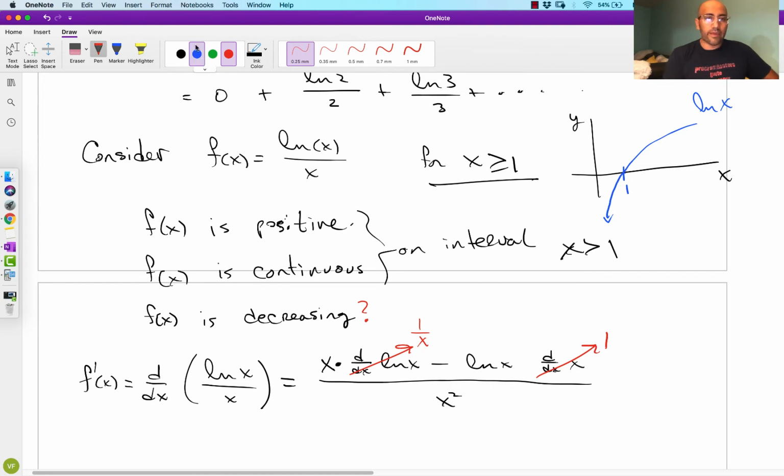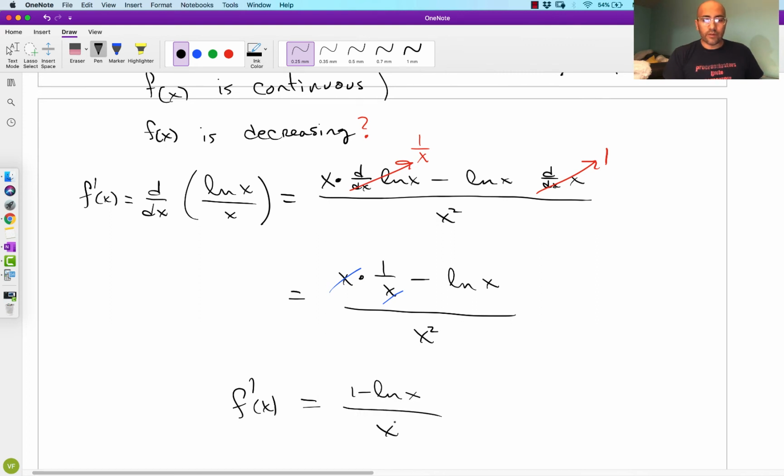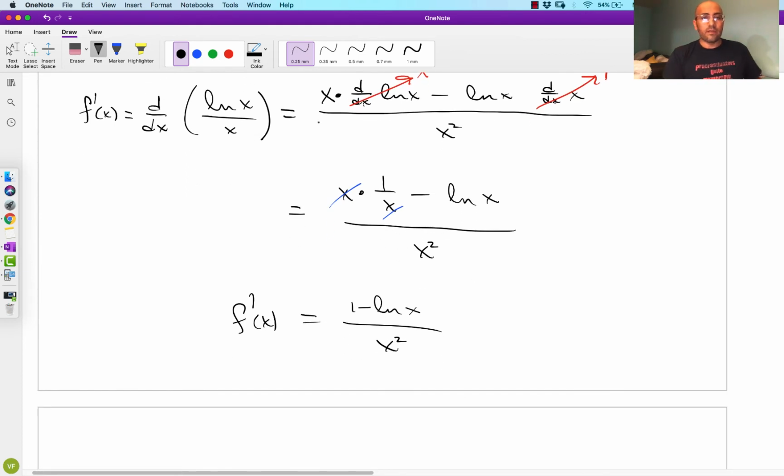And then we end up with x times 1 over x minus ln of x times 1, all over x squared. And then x times 1 over x, these guys cancel. And so we end up with f prime of x, the derivative of the function, is equal to 1 minus ln of x, all over x squared. Okay, well, this denominator is always positive because we're squaring it. Always positive.